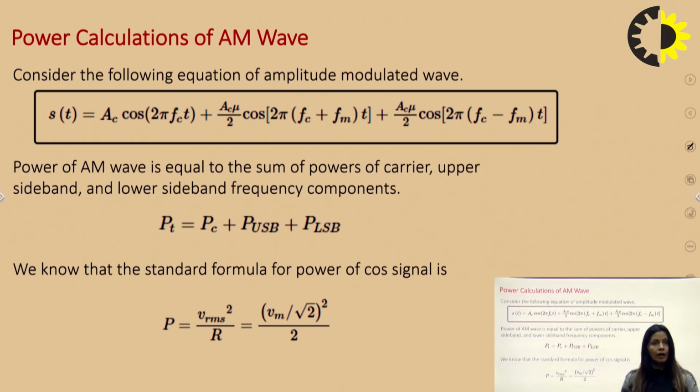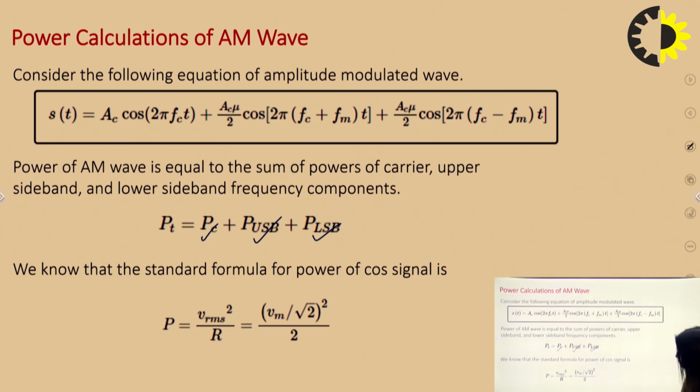Now I want to do the power calculation. Since we know only power signals can be transmitted in the air, it is very important to consider the power calculations. I need to calculate the power of my carrier signal, power of the USB, and power of the LSB. The three powers will constitute the total power content of the amplitude modulated wave.